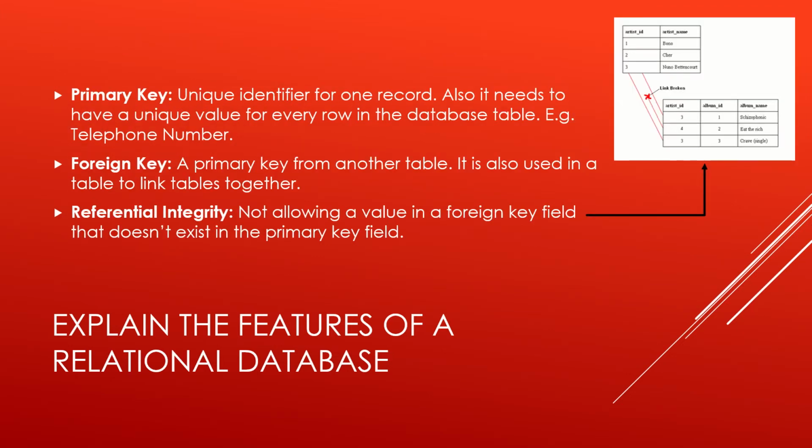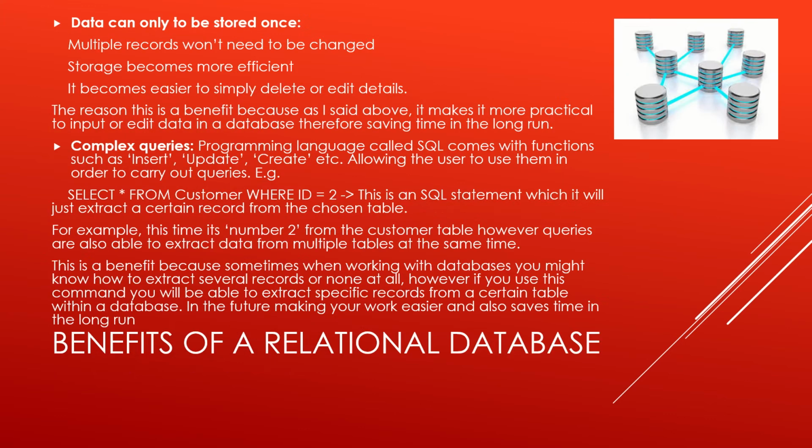Furthermore, primary key: a unique identifier for one record. It also needs to have a unique value for every row in a database table, for example a telephone number. Foreign key: a primary key from another table. It is also used in a table to link tables together. Referential integrity: not allowing a value in a foreign key field that doesn't exist in the primary key field.